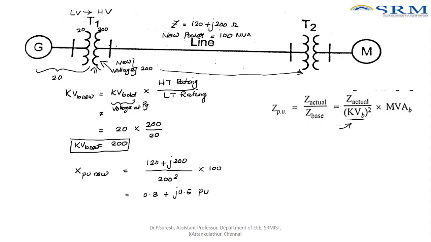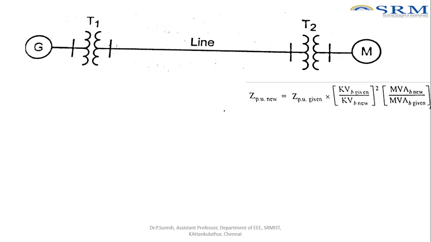Now we are going to find the value for transformer 2. Again for transformer 2 we are going to calculate. So for transformer 2, what is the old value and what is the new value? What is the power, what is the voltage, and what is X?